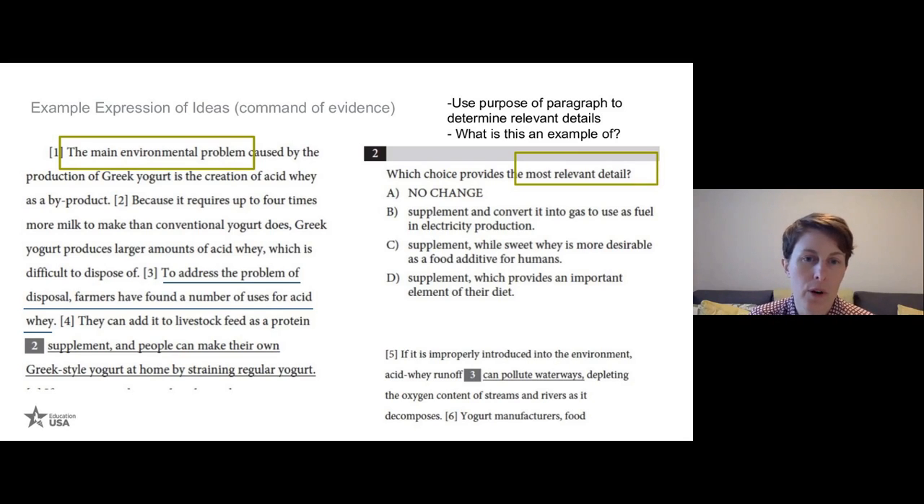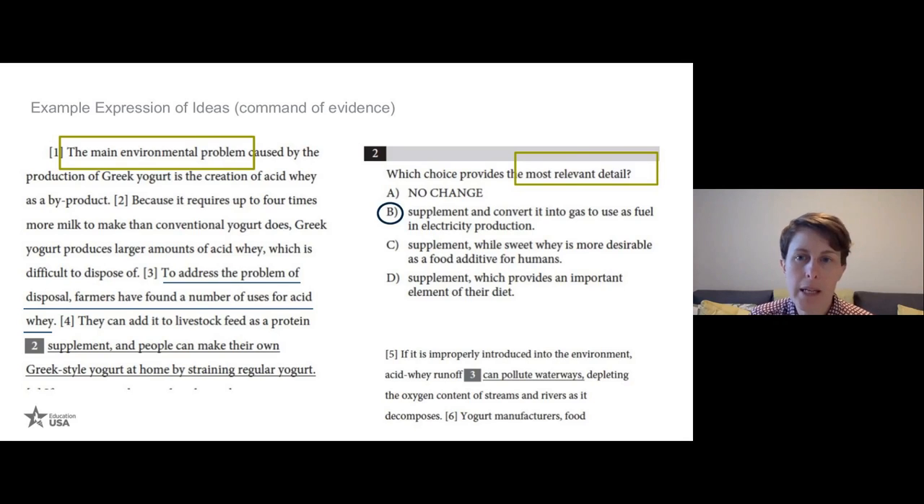And so for that, B is the most appropriate answer because it's giving you, besides feeding the livestock, the farmers are also converting it into gas and using it in electricity production. So it's giving you two of the solutions that they found. Unfortunately for D, it's just giving more information about the cows, which is not the most relevant detail to support the number of examples from the previous statement. Okay, so I know that those ones can be challenging, but good job.